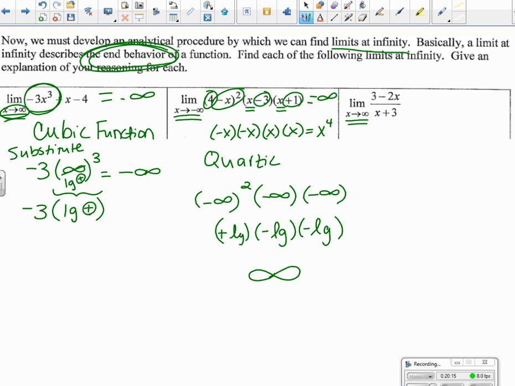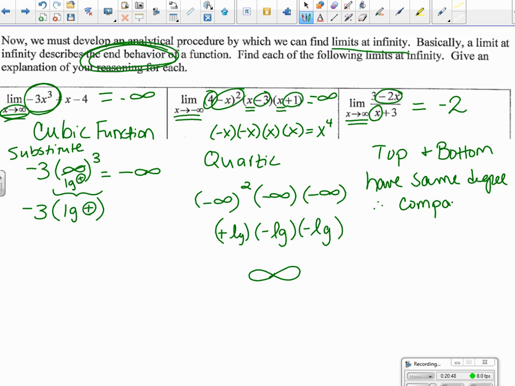And finally, this last one, another thing we learned in pre-calc is if the numerator and the denominator have the same degree, then I look at the coefficients of them, right? And so this one is going to have a limit of -2. So top and bottom have the same degree, and therefore we will compare and use the coefficients to help us be informed of the limit. And so we get -2.